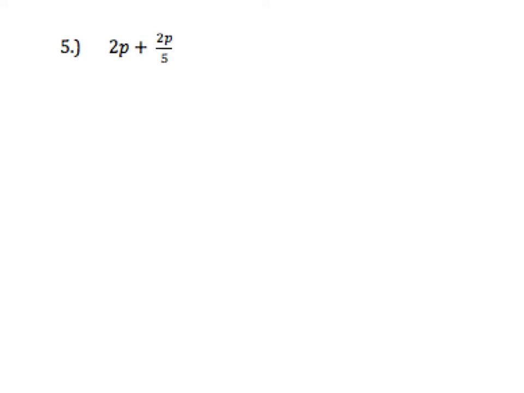Example 5 has another fraction. When we have a mixture of whole numbers and fractions, it's best to write that as a fraction first as well. Write your whole number over 1. And after that, we follow exactly the same pattern as we've done in the previous example. We need to get a common denominator. The denominators 1 and 5 give a common denominator of 5.